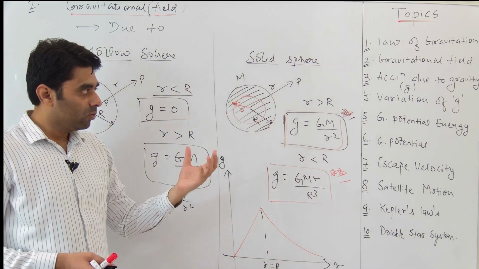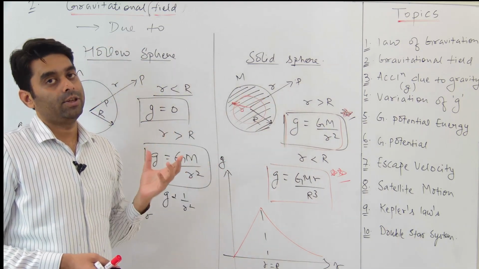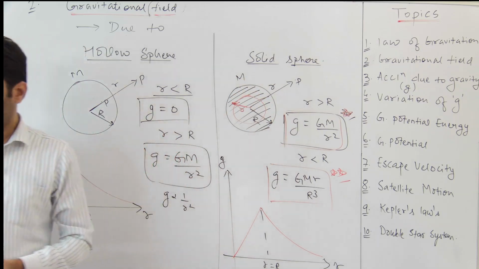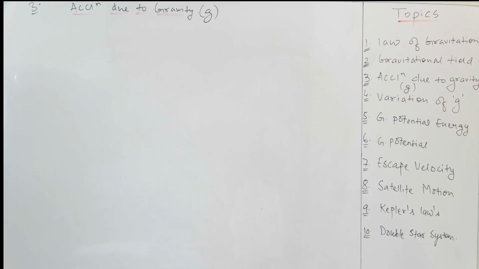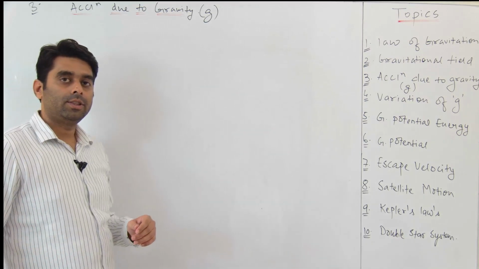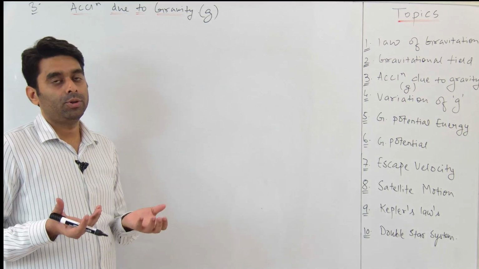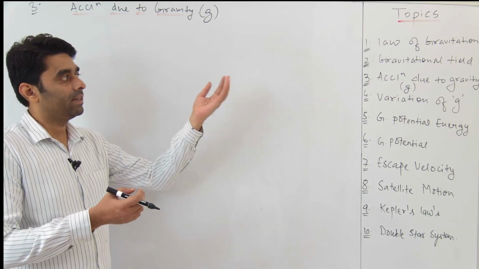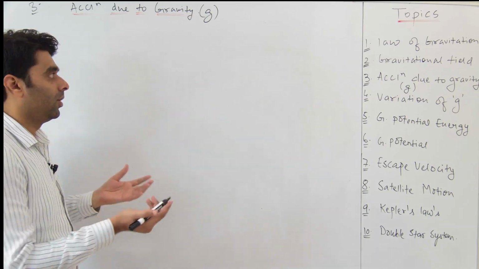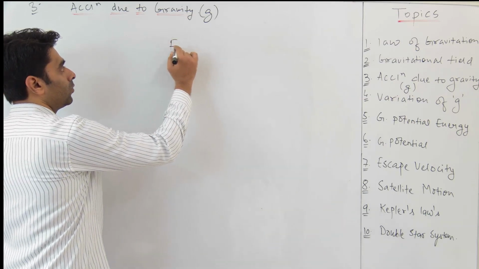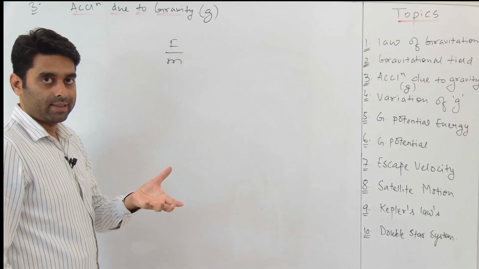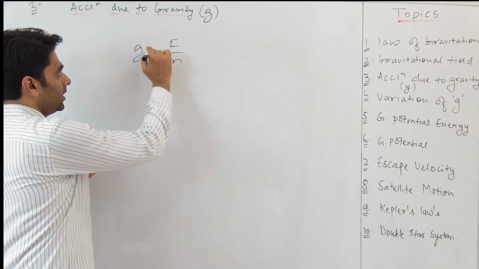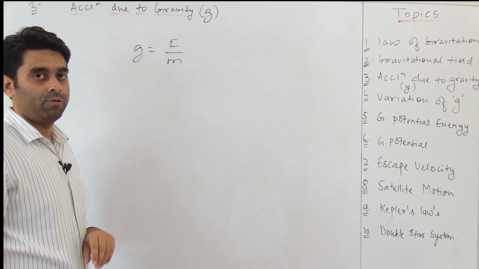Now let us move ahead and look at acceleration due to gravity. Next, acceleration due to gravity. So acceleration due to gravity is basically your gravitational field, what we discussed. What is a gravitational field? Force per unit mass, right? Force by mass we know is acceleration. So this G is acceleration due to gravity, force by mass.